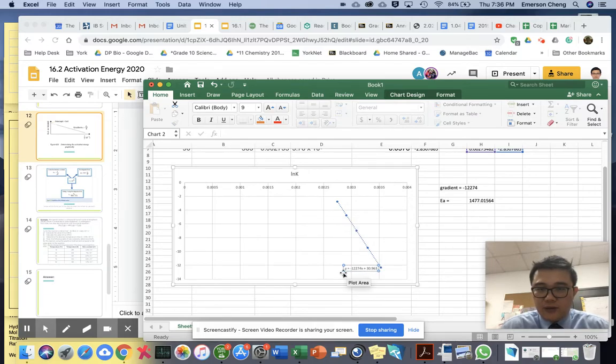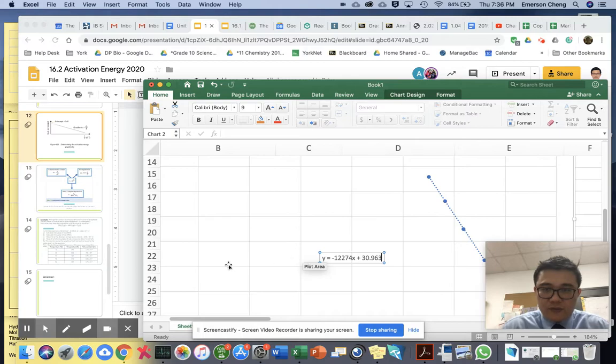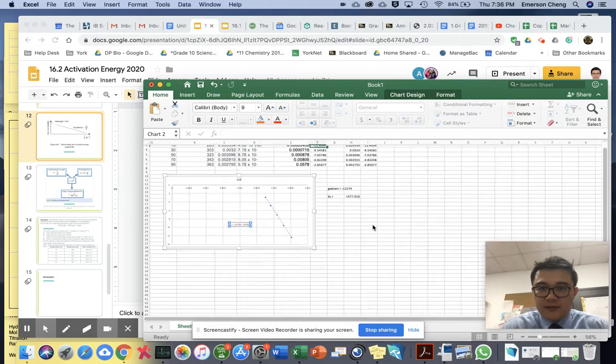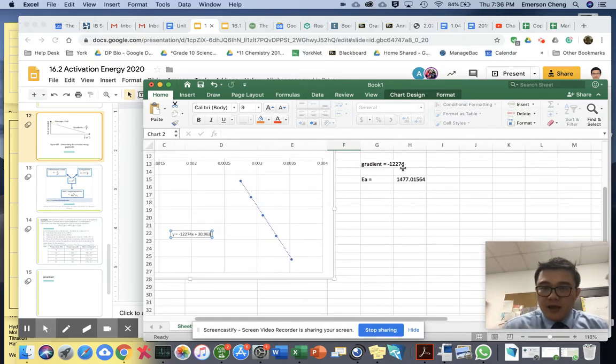If you look at the trend line, this is a very linear trend line. If you look at the trend line and look at the equation, I need to expand this a little bit better. When I expand this, you can see the gradient is minus 12274. So that's the gradient. Now, we're supposed to find Ea.